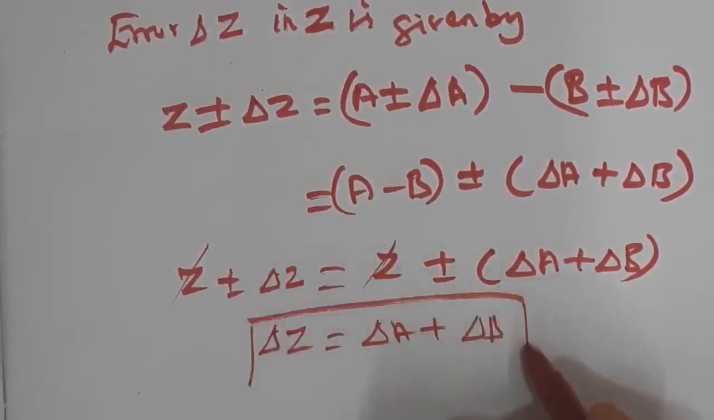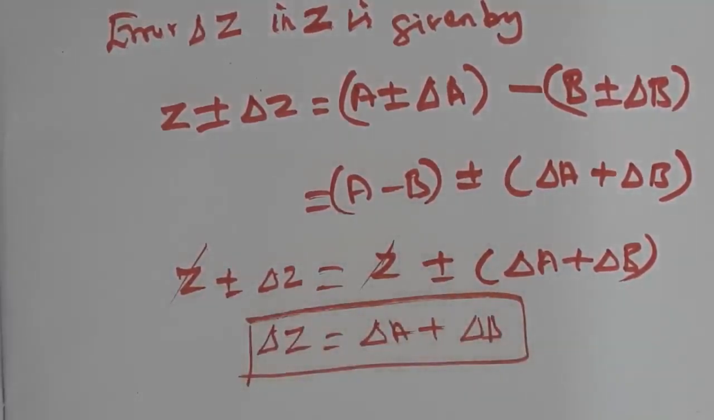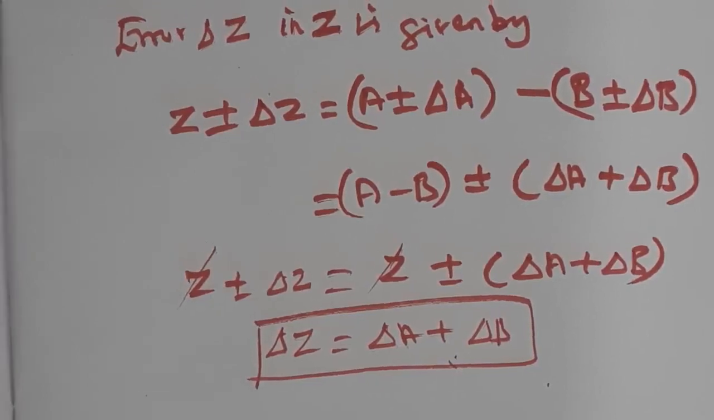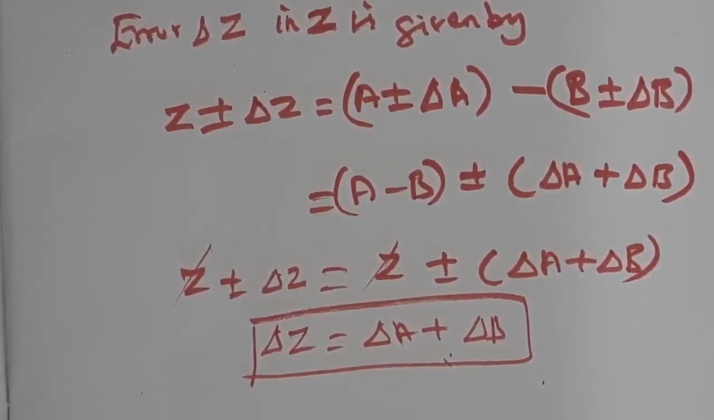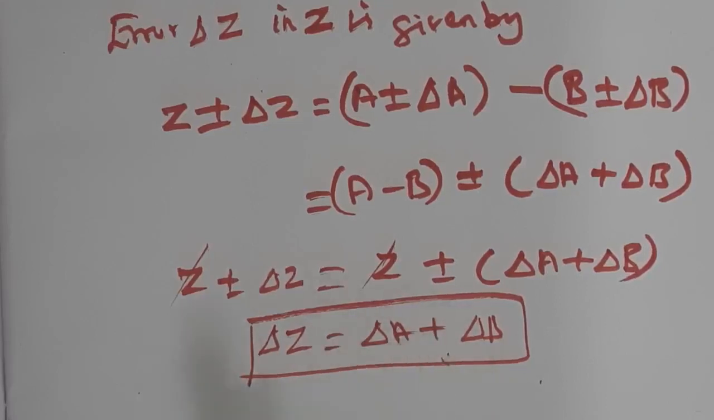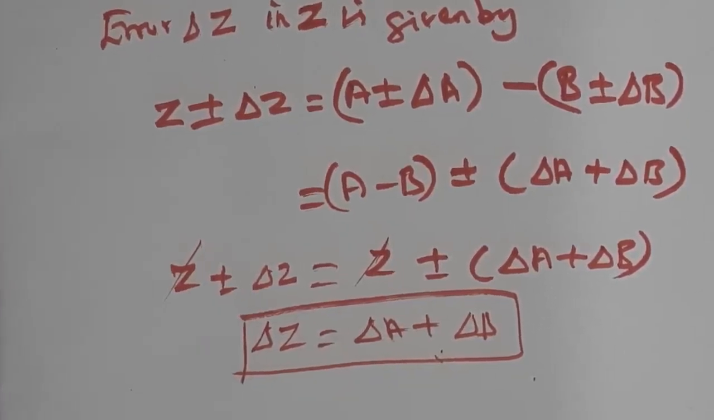The same as the previous result we got. So the maximum error in the difference of two quantities is equal to the sum of the absolute errors of the individual quantities. Understand? So what is the result? The maximum error in difference of two quantities is equal to the sum of the absolute errors of the individual quantities. Clear?